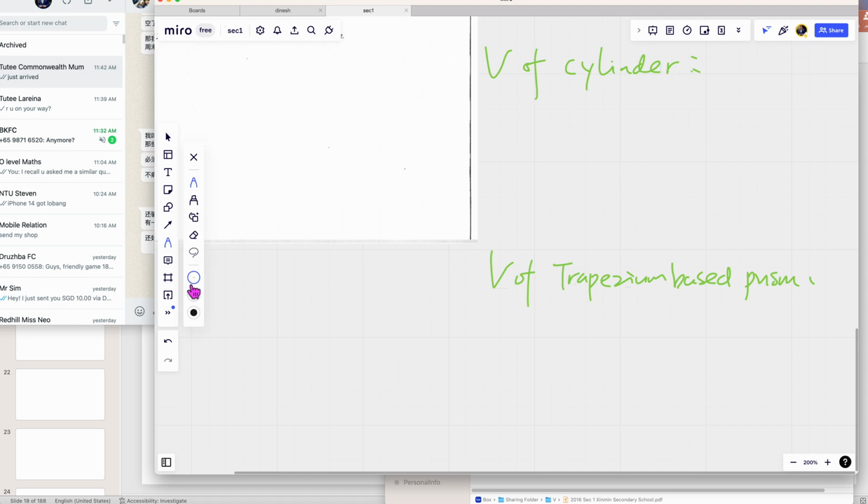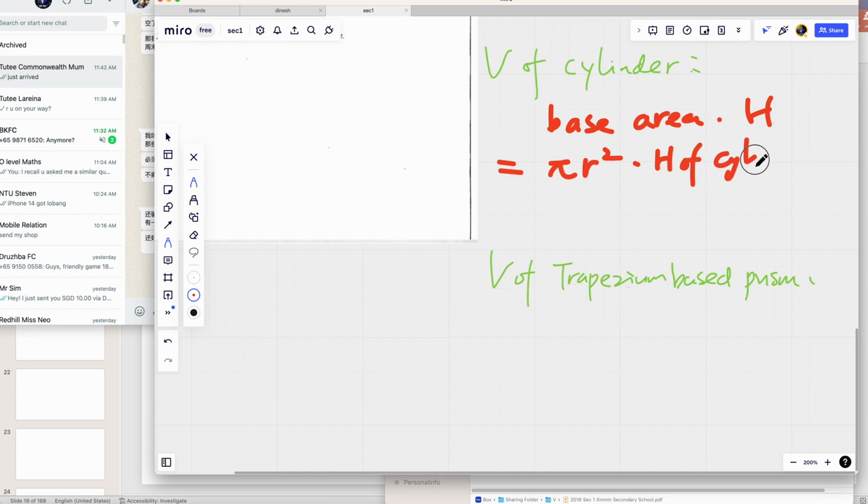Base times height. So base area times height. And the base area in this case is the circle, right? So pi r square times the height. This height is the height of the cylinder, not the height of the whole thing. So you need to differentiate which height this height refers to.